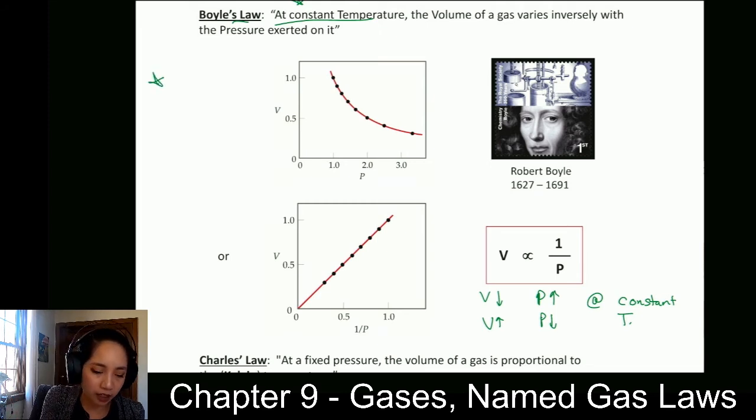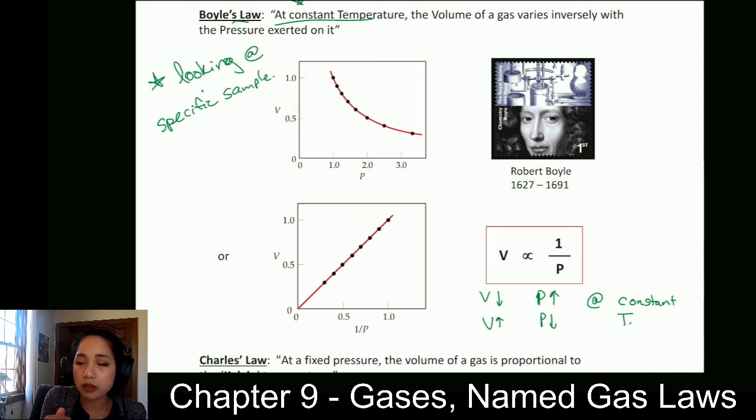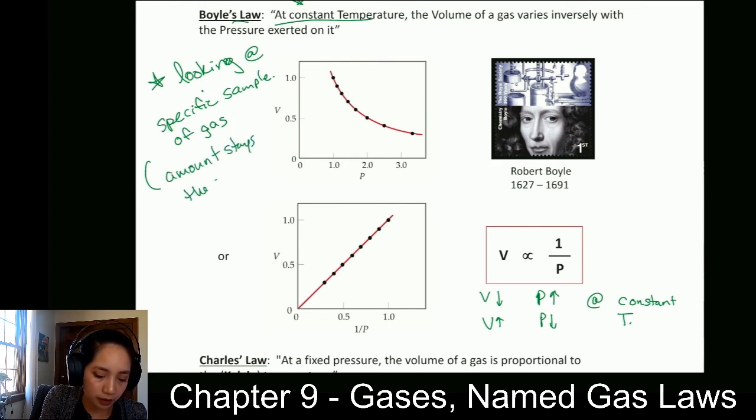So I'll write that there. Looking at a specific sample of gas, meaning that the sample of gas is not changing, that the amount stays the same. All right, so that's pressure and volume.